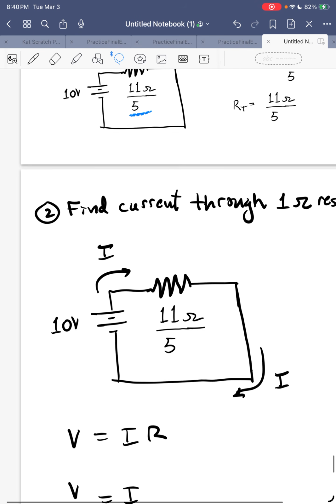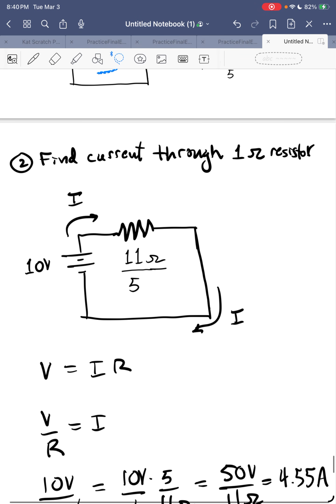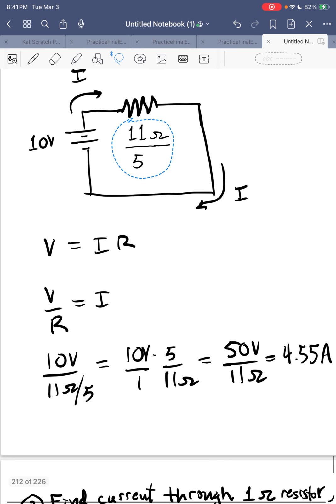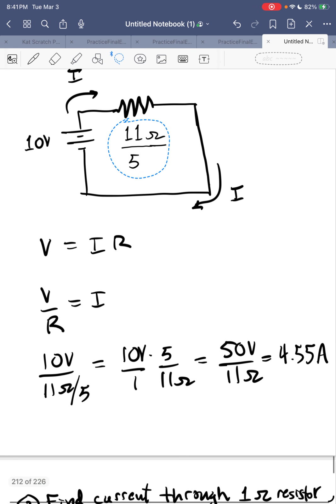Now we can go to step 2. Step 2 is to find the current through the 1 ohm resistor. So here's our circuit. I've got a battery that's pumping things. This current is going around, and it's going to flow through this equivalent resistor of 11 ohms over 5. But guess what? The current that leaves the battery and goes through the first resistor is exactly the same current that's going to flow in this circuit. So what I can do is say the total voltage is 10 volts, the total resistance is 11 over 5, and now I can solve for current.